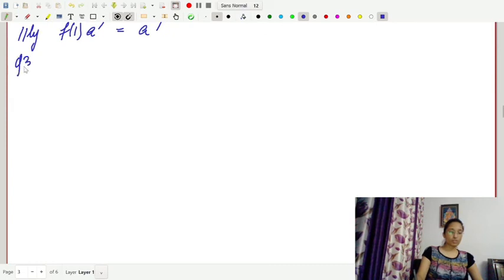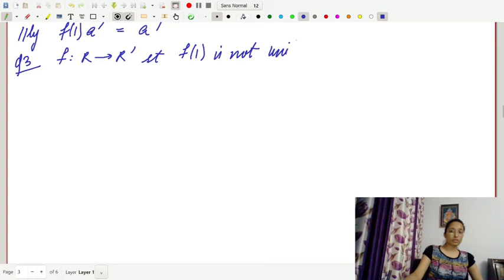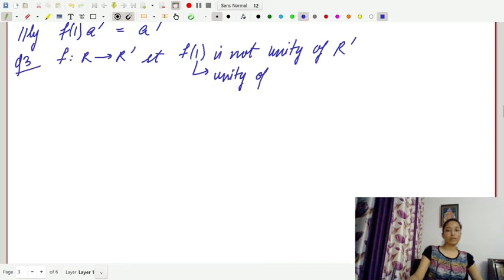Now question 3. We have an isomorphism f from R to R dash such that f of 1 is not a unity of R dash where 1 is the unity of R. ये कोई हमें example show करना है basically. इससे हमें ये तो पता लग गया कि हमें f onto नहीं होना चाहिए तभी possible है ना ये. And दूसरा या तो ये होना चाहिए R dash should be not an integral domain and kernel of f can be equal to R. उस केस में ये सब possible है.